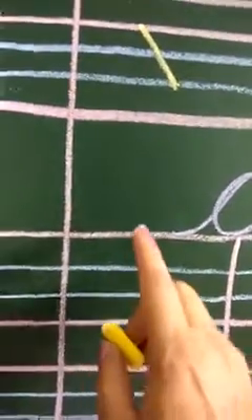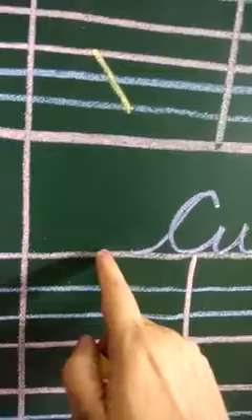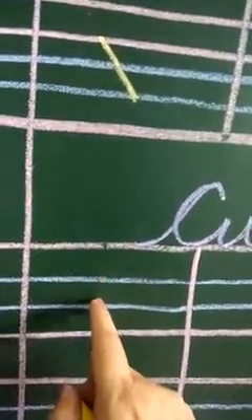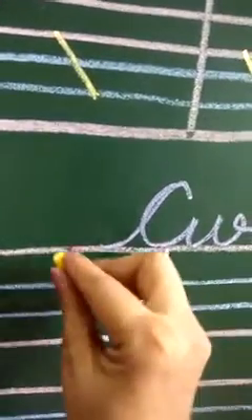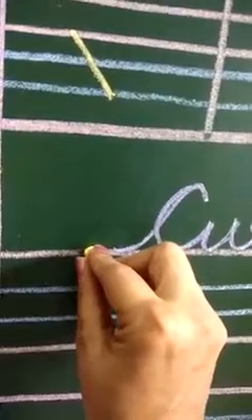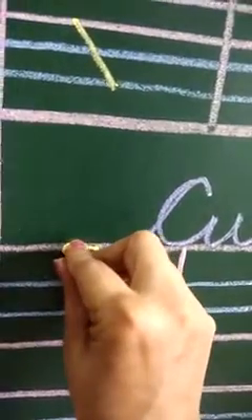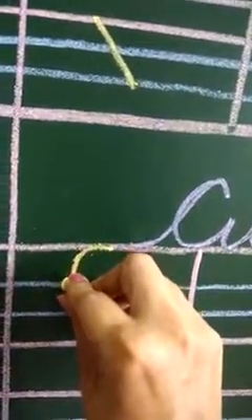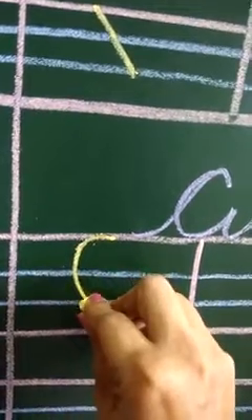Now we will write curve. It will also come in 3 lines. How many lines? 3 lines. 1, 2, 3. How will we write? We will start from the pink line with the left curve. We have to take it to the blue line like this.